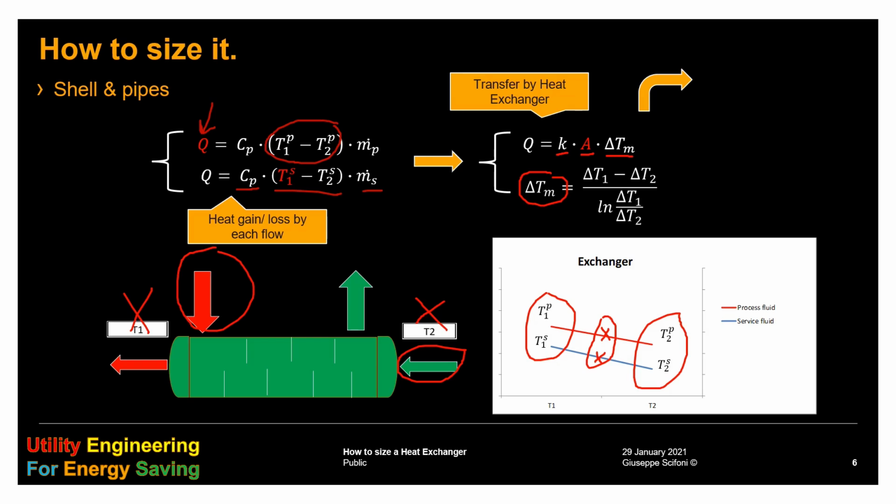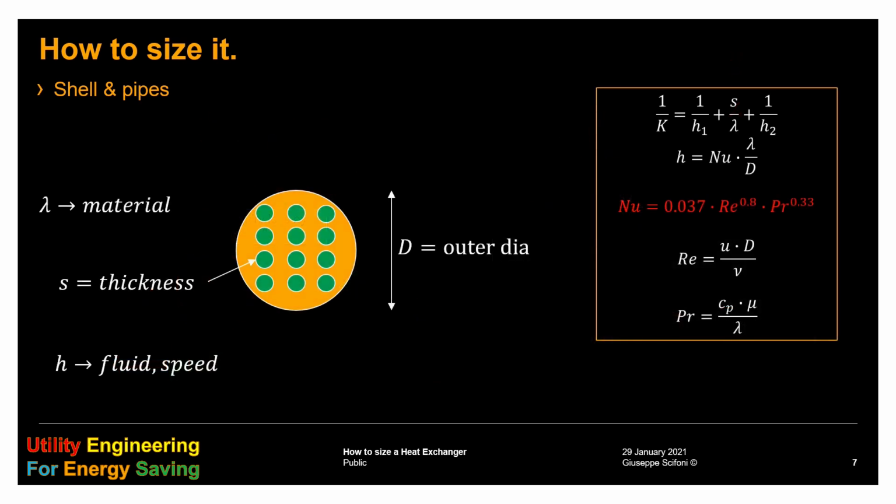From this equation, we can get the area of the exchanger, if we know K. In the next slide, we explain how to get the coefficient K. The determination of K is the most difficult part of the heat exchanger calculation. Now, the heat flows from the higher to the lower temperature, so in this case, from the process to the service fluid. And K is the transmittance. The higher is K, the more is the heat transferred for a given delta T.